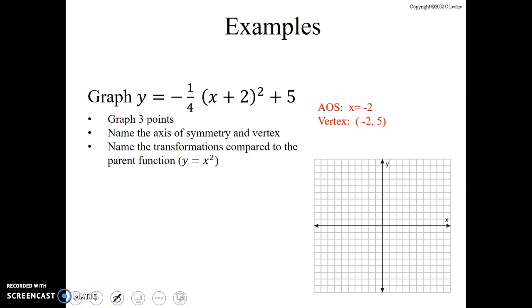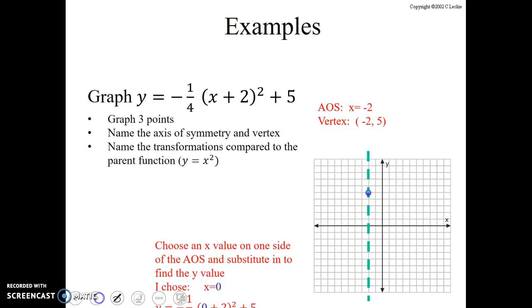So first off, we're going to get the axis of symmetry. Well, remember, the axis of symmetry is just x equals h. Since h is -2, then the axis of symmetry is the line x equals -2, and this is what it's going to look like. Then the vertex is at (-2, 5), so we're going to graph that next. And then it says to graph 3 points, so we need to graph one other point and do the symmetric.